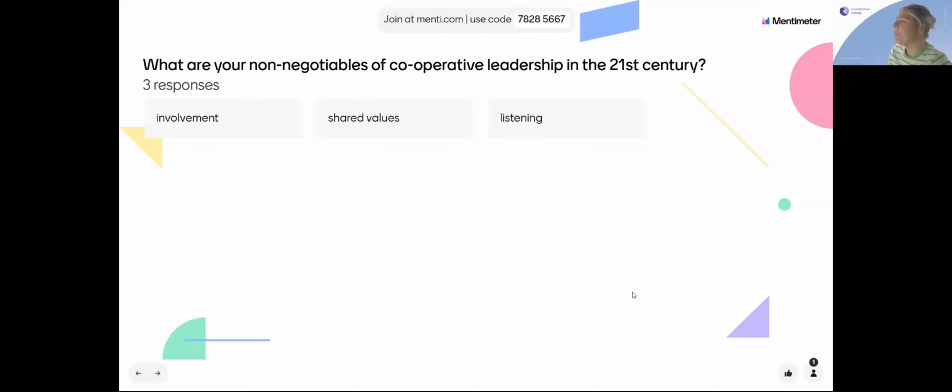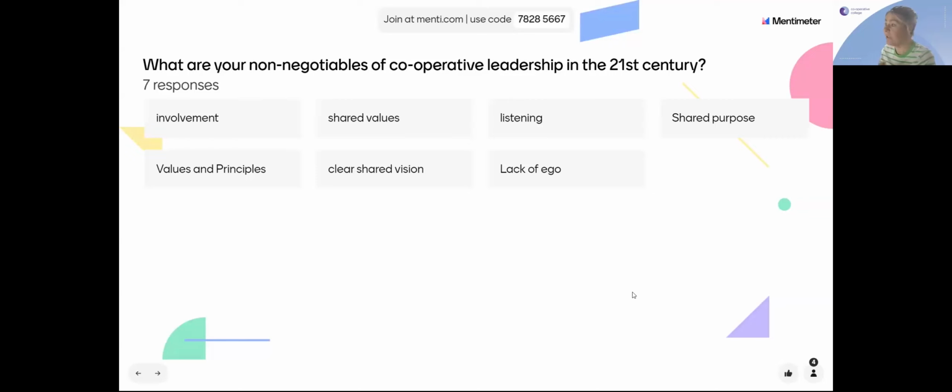Okay, so far we've got as non-negotiables, the things that people need to happen, is having that involvement, that sharing, the idea of sharing, whether that be the organisation's purpose, the values, the vision as well, listening to each other. Non-negotiable as in being the values and principles, which, absolutely, that lack of ego. Wait and see if anything else comes up.